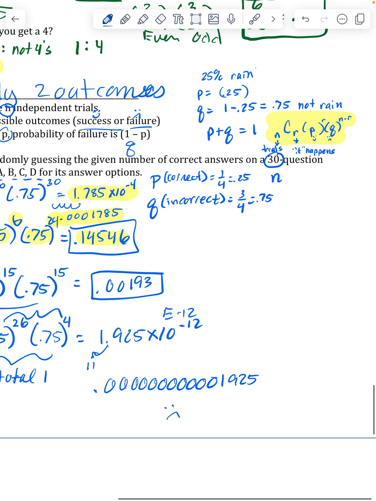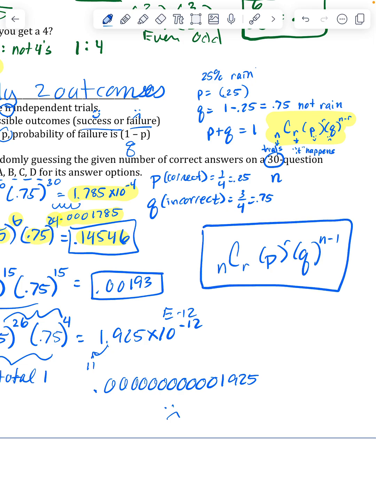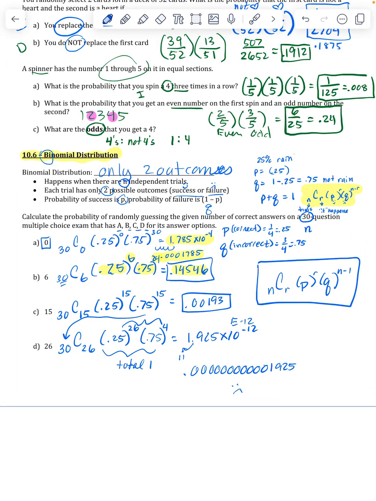But that is the setup for how we do these. What's your total? How many times is it happening? What's the probability of it happening r times? What's the probability of it not happening the rest of the times? And that, my friends, is binomial probability.